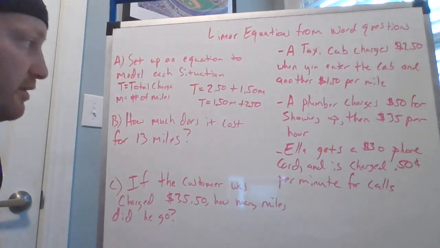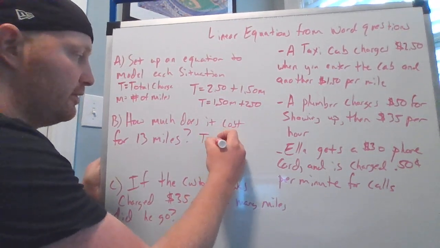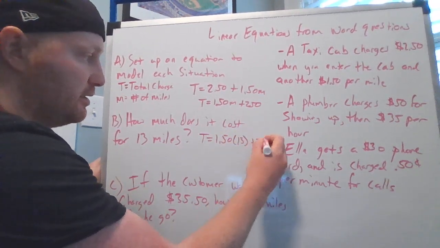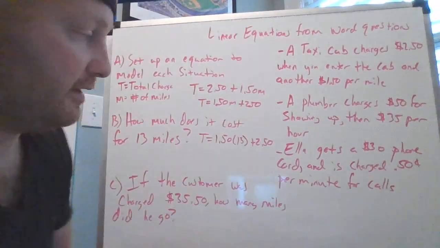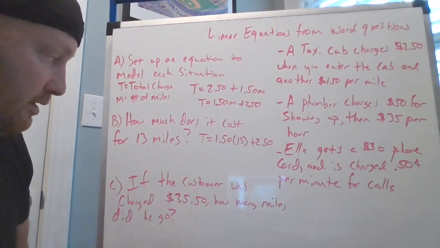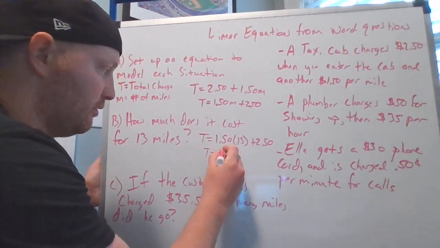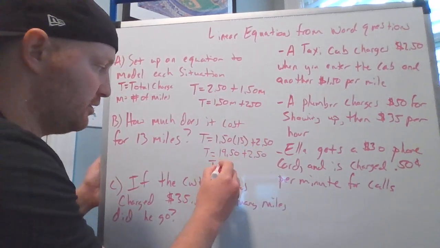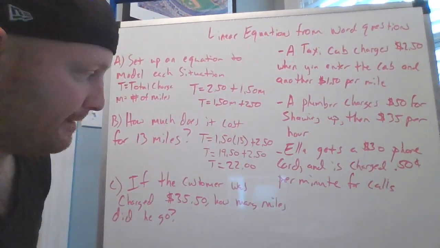How much does it cost for 13 miles? Well, go into the equation you built and replace M with 13. So you've got $1.50 times 13 plus 2.50. $1.50 times 13 is $19.50. So T equals $19.50 plus $2.50. So your total cost is $22.